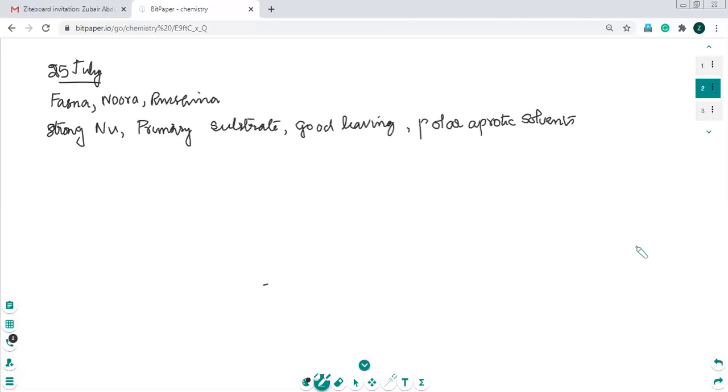Okay, you require a strong nucleophile for SN2 to occur. You require a primary substrate, and the substrate should have a good leaving group, and the solvent should be polar aprotic. Generally, it will be faster in polar aprotic solvents. So these are the general trends in SN2 reactions.